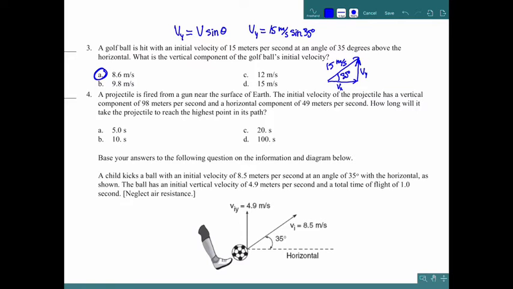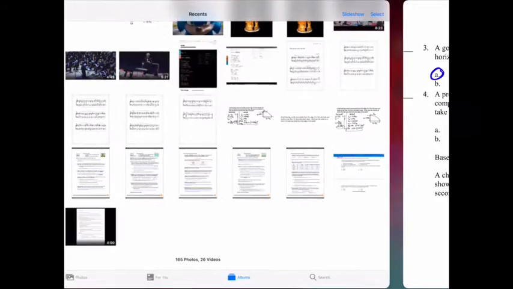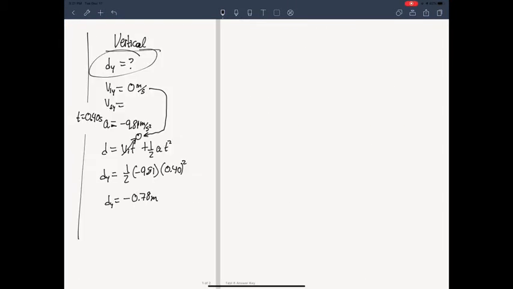How long will it take the projectile to reach the highest point in its path? This is nice because it gives us a really nice point where the initial point is and the final point. So this will be our final point, and this is our initial point. Let's go set that up right here.